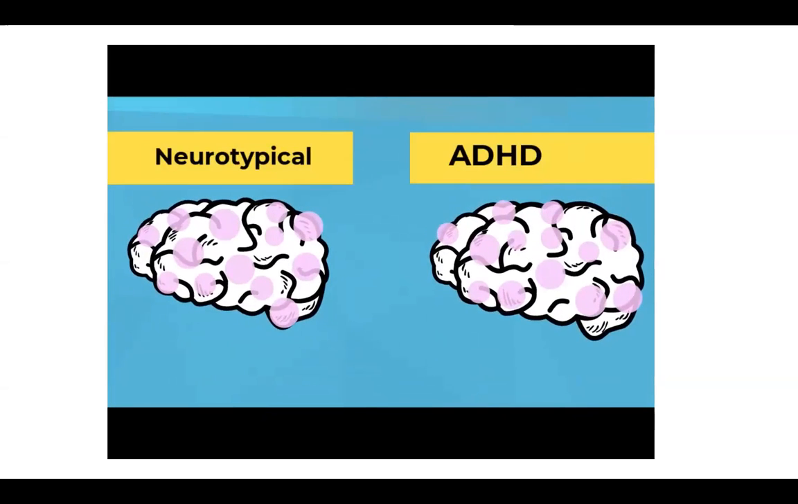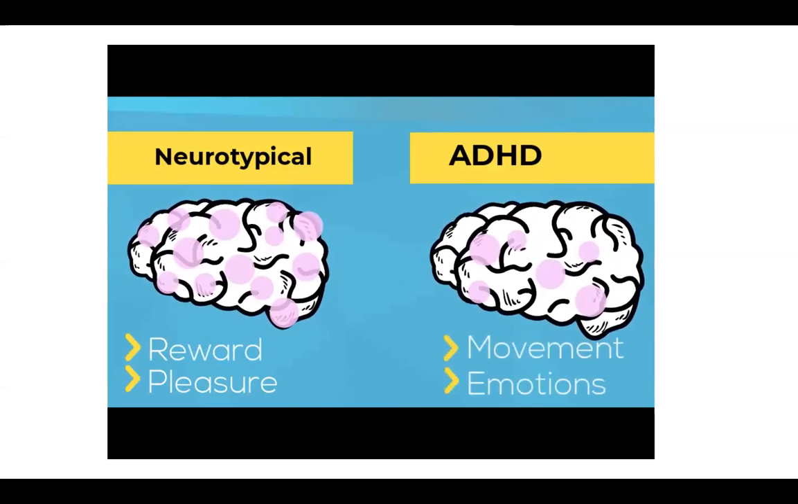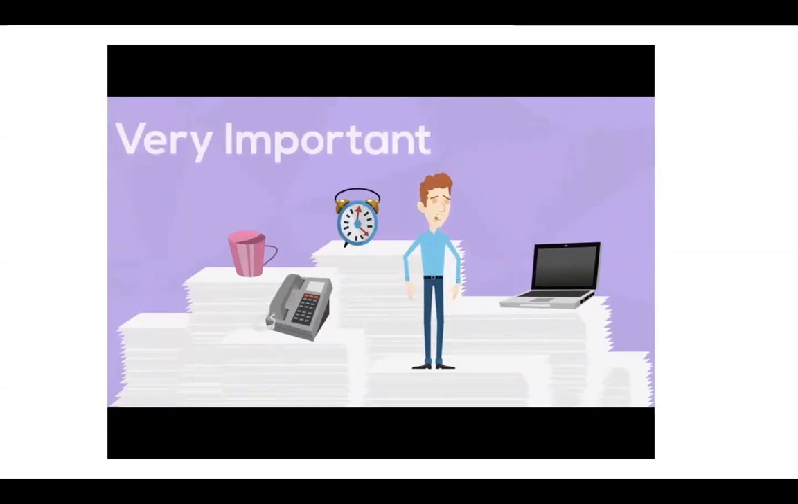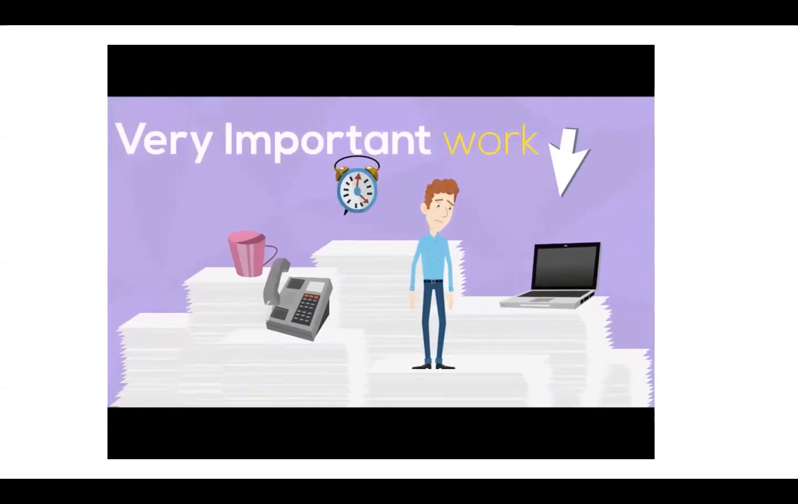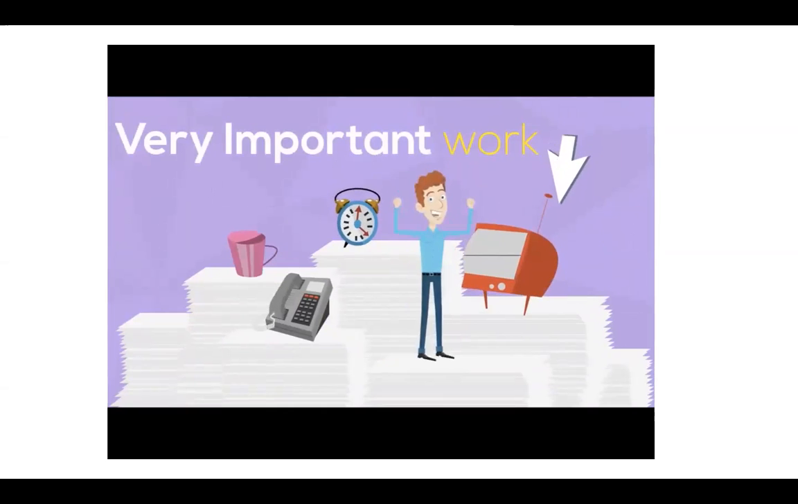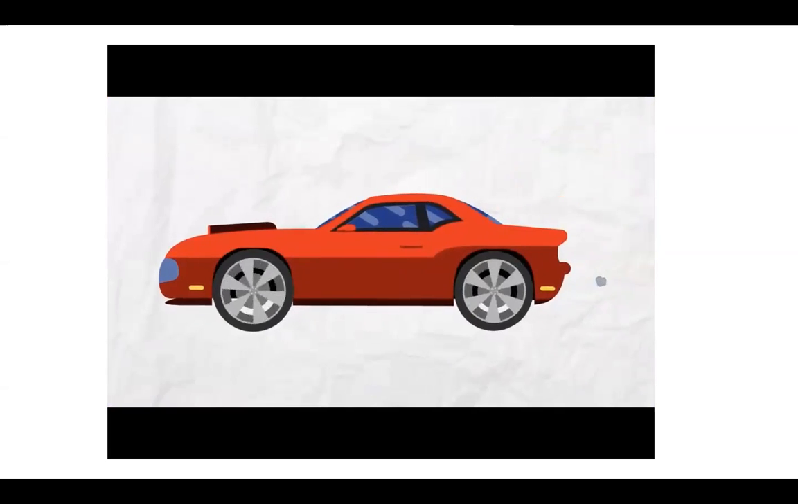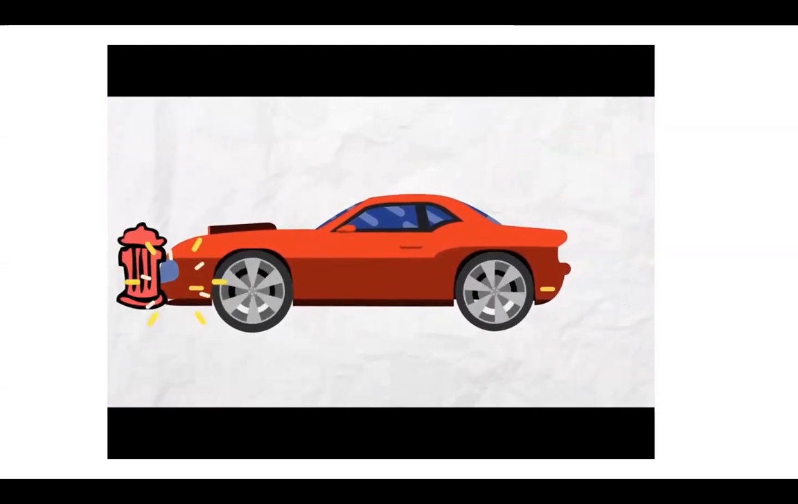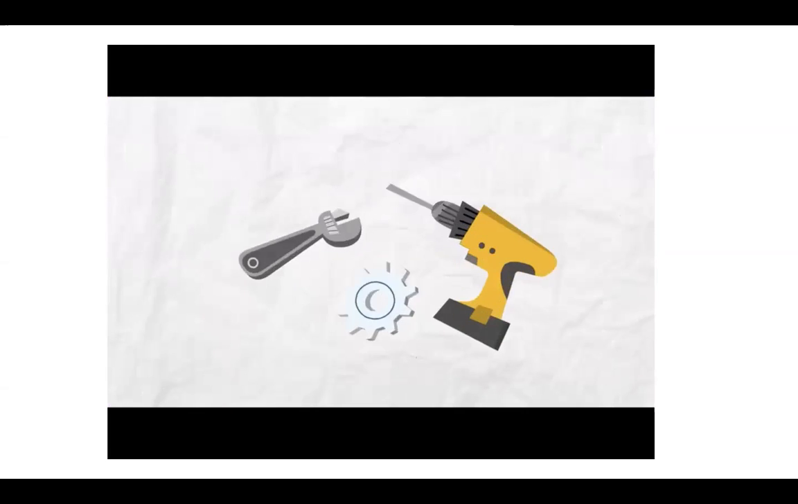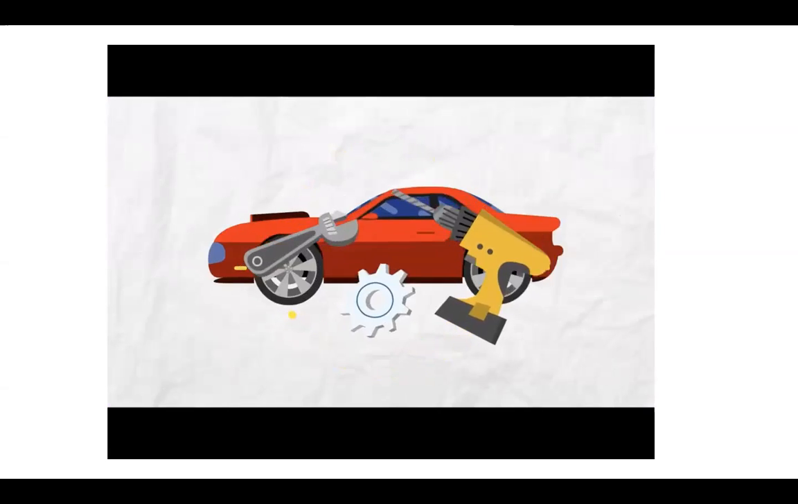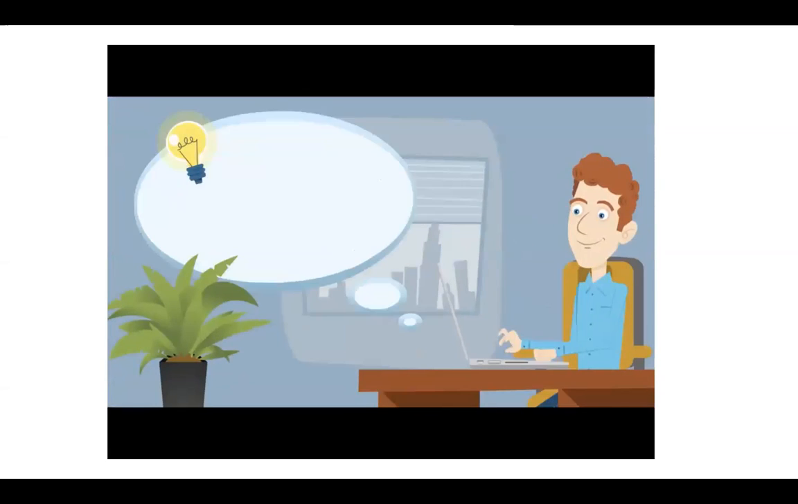ADHD brains also have lower levels of dopamine. Dopamine helps control the brain's reward and pleasure centers and regulates movement and emotional responses. Low dopamine makes it extremely difficult for ADHD brains to stay motivated. They're naturally compelled to seek stimulation, causing focus to drift easily. Much like a Ferrari with bicycle brakes, the ADHD brain is powerful, but difficult to control. With proper care and maintenance, both can be managed.